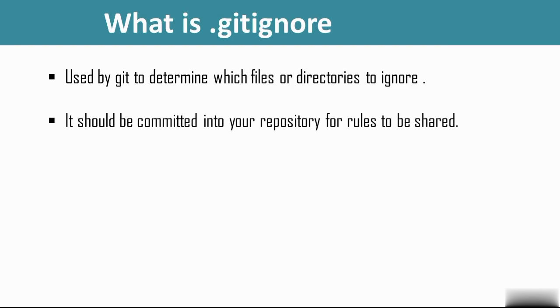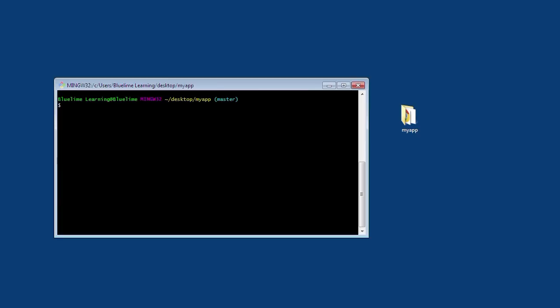So if you are setting up gitignore rules and your repository is cloned by someone else, then for them to inherit the gitignore rules you've set, you need to commit the gitignore file into the repository. So to create a gitignore file, you do that with the touch command inside your git bash.